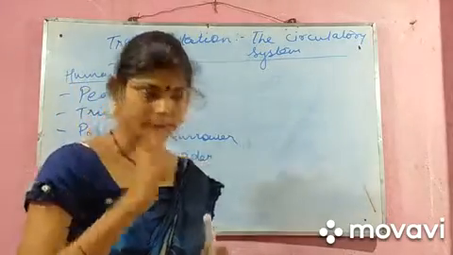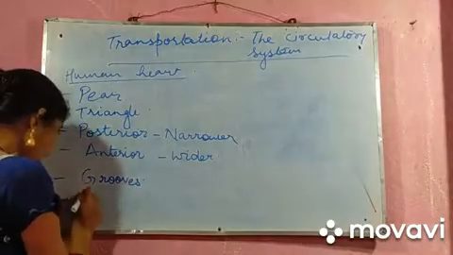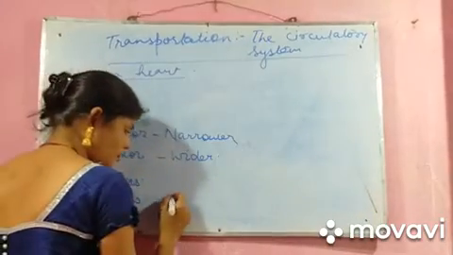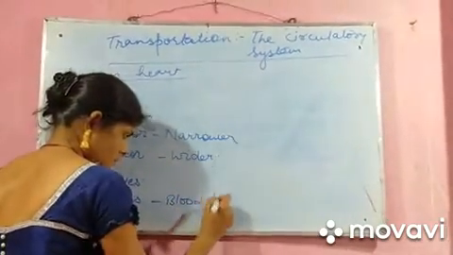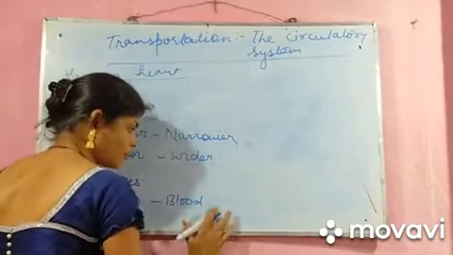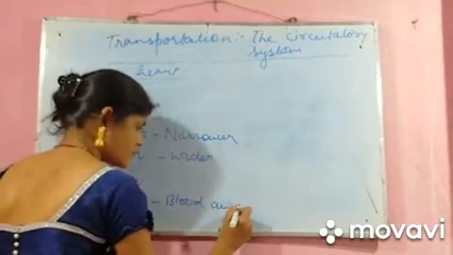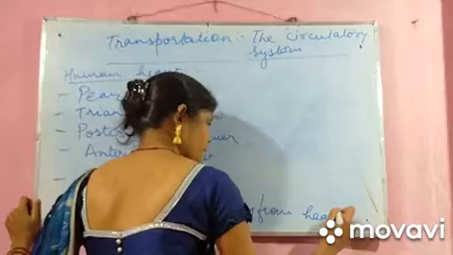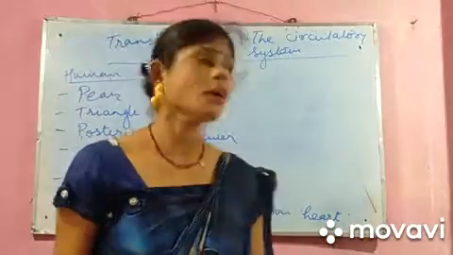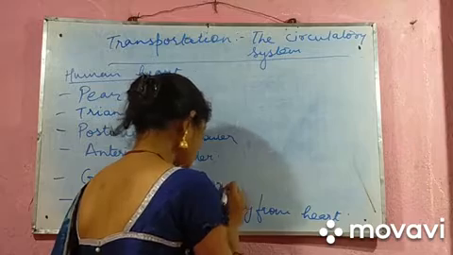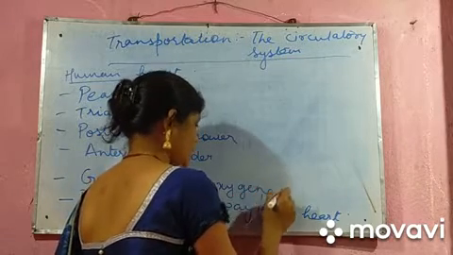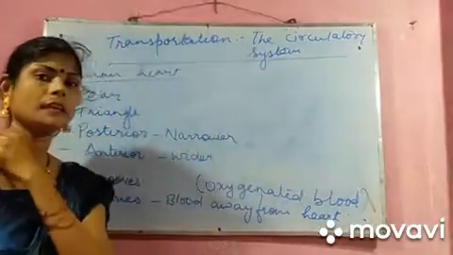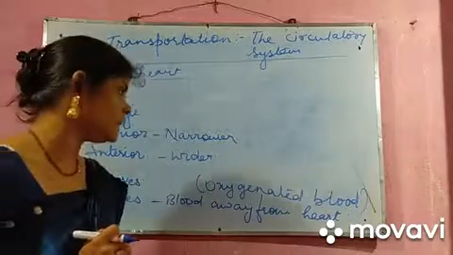Here I will give you some tricks. Heart, artery carries blood away from the heart. We can write in a simple way: away from the heart. So which type of blood the artery is carrying? Oxygenated blood. Oxygenated blood means the blood which carries oxygen, the blood in which oxygen is mixed is called the oxygenated blood.